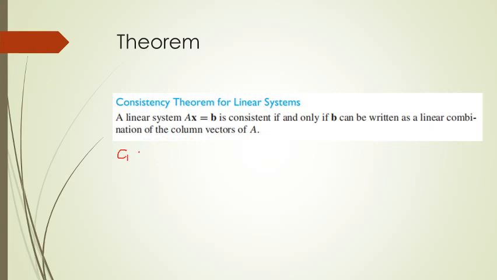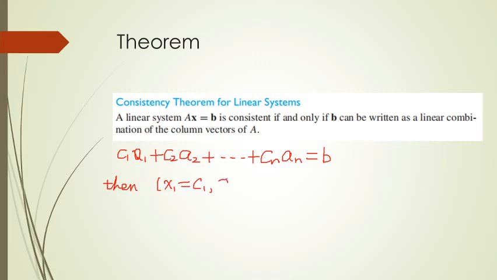So it can be written as x1 A1 plus x2 A2 plus ... xn An equals B, right? If B can be written as a linear combination, then the solution is x1 equals C1, x2 equals C2, until xn equals Cn. That is, all the scalars C1, C2 until Cn are solutions for the system. And this is the if and only if statement, okay?